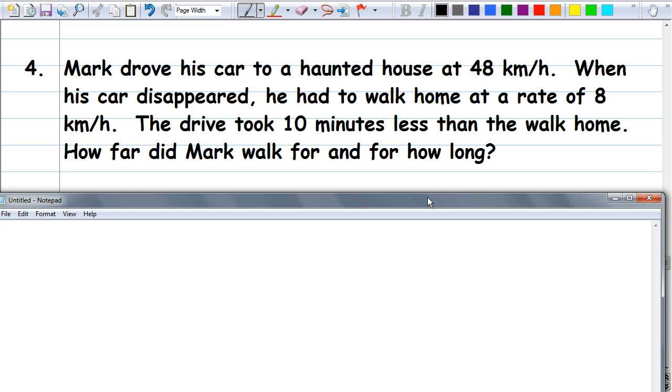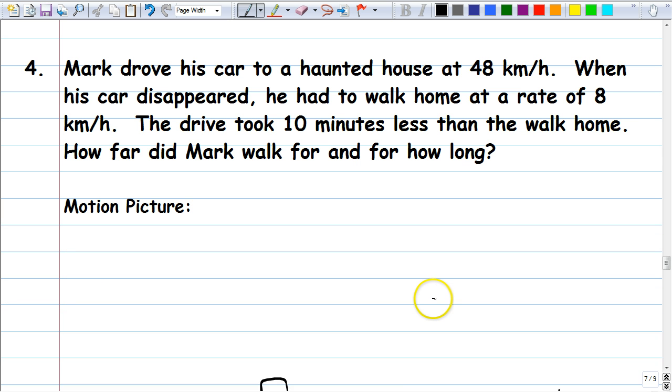But do you understand what I want to declare a variable for? I want to declare the variable for how long it took him to walk. What's the other unknown? How long it took him to drive. So which one has the smaller amount? Is it the time for him to walk, or is it time for him to drive? It's the time for him to drive. So do you think it's a good idea to declare the variable for the smaller one? The time it took him to drive. That's what I'm going to do.